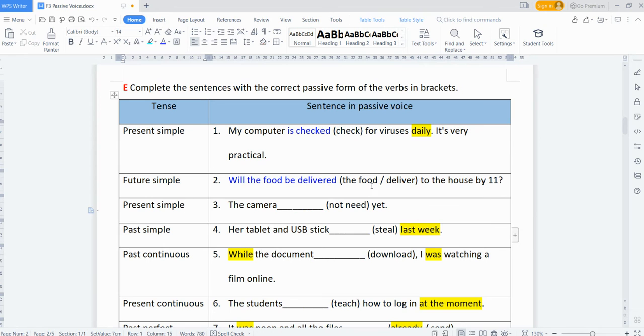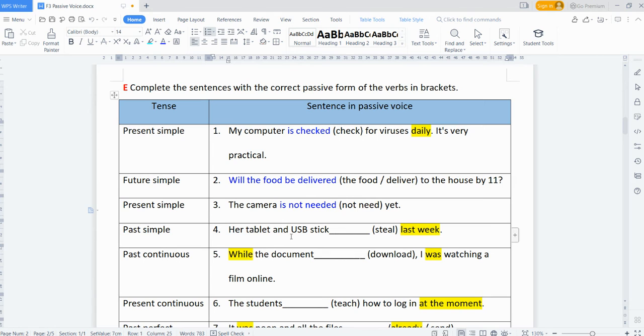Present simple number three. Okay, the camera not need yet. Okay, the answer, the camera is only one. This one is in present simple. There's only one camera. So you say is. The camera is not, past participle of need is needed.